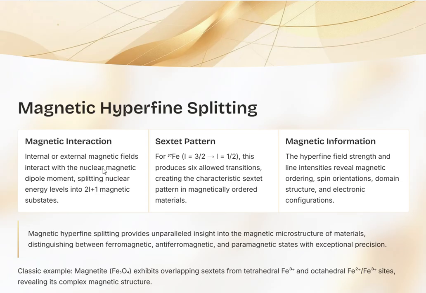In the presence of a magnetic field, the splitting is 2I plus 1. That is what I called the 6-line pattern. For iron, 3/2 is one case and 1/2 is the second case. 3/2 will split into 4, and 1/2 will split into 2, producing 6 allowed transitions. Then hyperfine field strength and line intensities reveal the magnetic ordering, spin orientation, domain structure and electronic configuration.